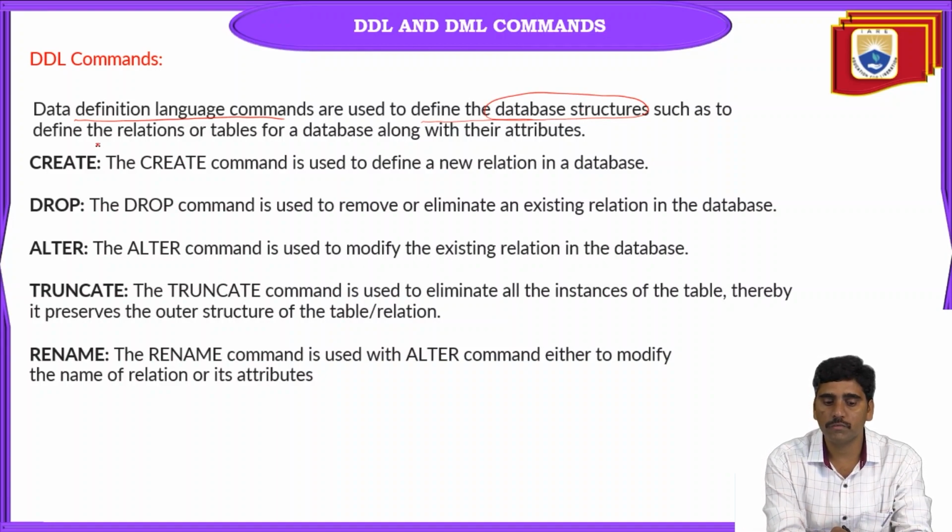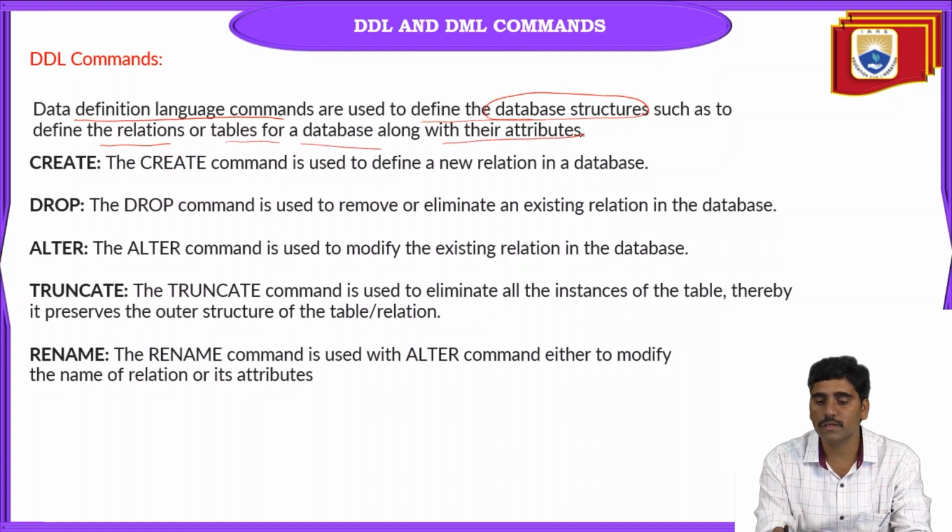such as to define the relations or tables for a database along with their attributes. It defines the commands for the definition of database structures, such as to define the relations as well as tables along with their attributes. And here there are different types of commands. One is create, second is drop, third is alter, fourth is truncate and rename. These are all DDL commands. It defines the structure of a table.